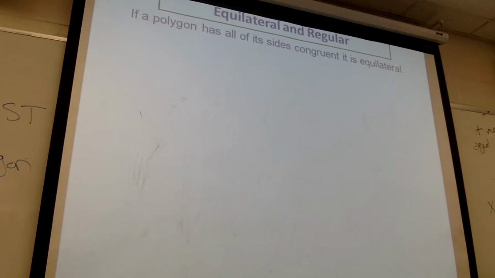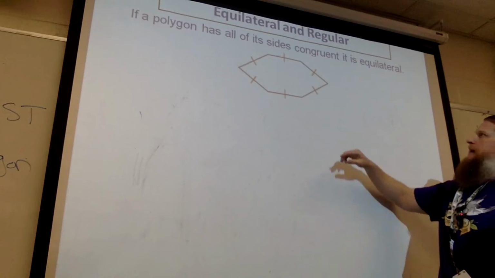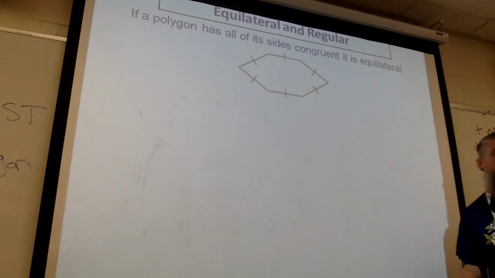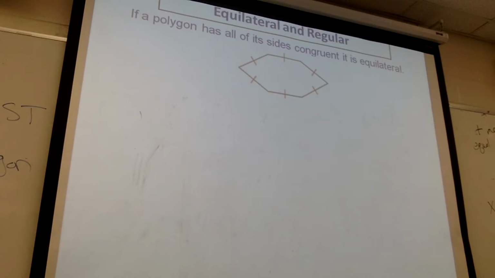All right, the first one is equilateral. Okay, so equilateral means that all of the sides are the same length. So something like that. That would be an equilateral convex hexagon. The angle measures do not have to be the same, right? Because if I looked at it, I can tell that's an acute angle, that's an obtuse angle, so the angles are definitely not the same. All right, it's just saying that all of the side lengths have the exact same measurement.